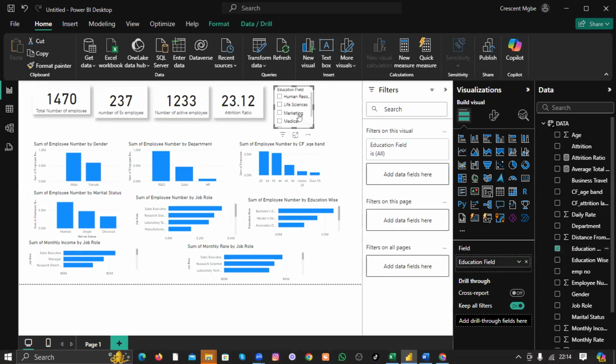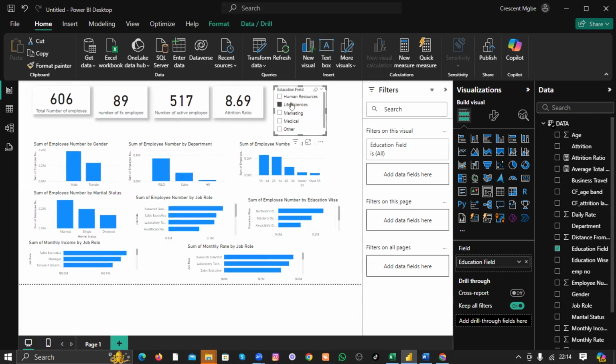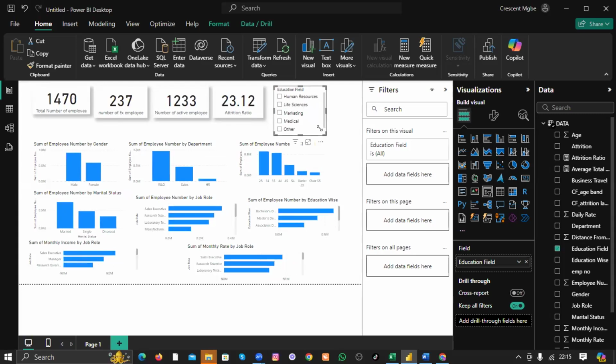This is it. So if I want to know for just human resource, I'll just filter it. Everything is showing for only human resource. Total number of staff in human resources, 27. Total number of people that left is 7. Total number of current employees is 20. All right, you can see the charts here. If I want to check for life science, the same thing. Marketing, the same thing. So we know that HR has the highest of this and the lowest of that. So you just leave it here.